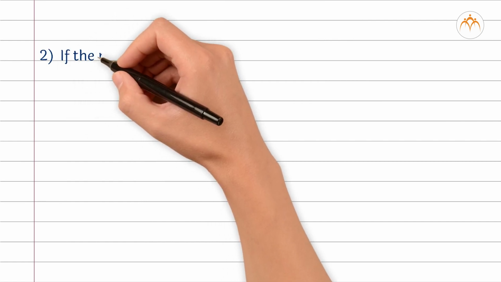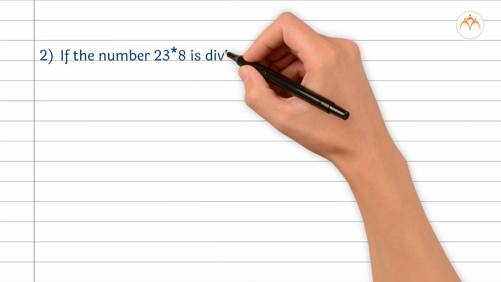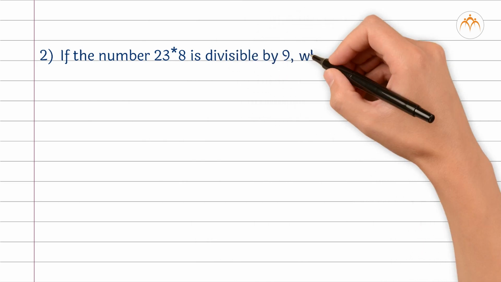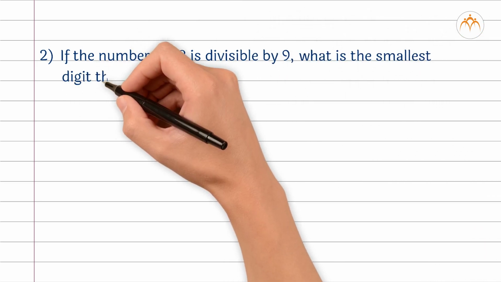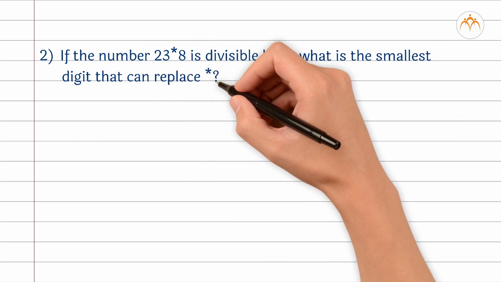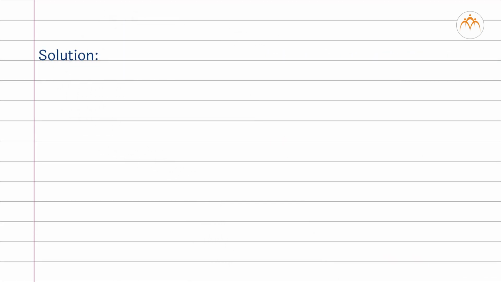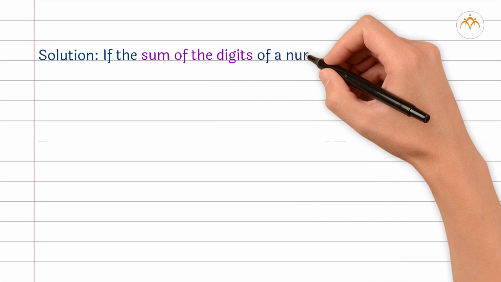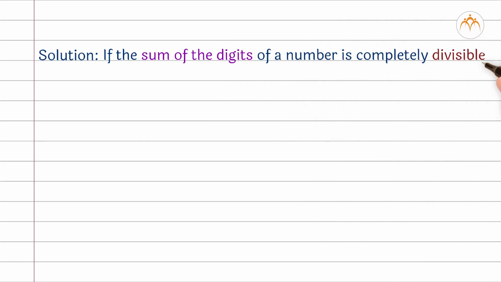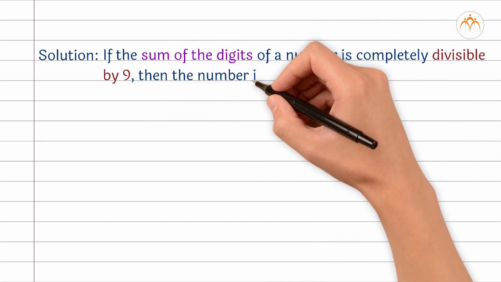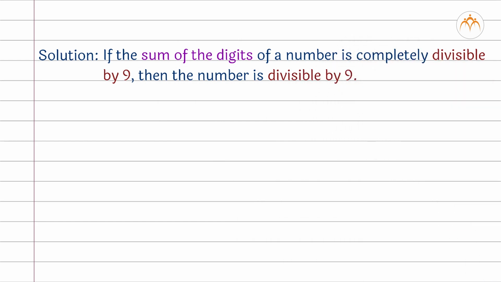Let's see one more example. If the number 23*8 is divisible by 9, what is the smallest digit that can replace asterisk mark? Solution. If the sum of the digits of a number is completely divisible by 9, then the number is divisible by 9.